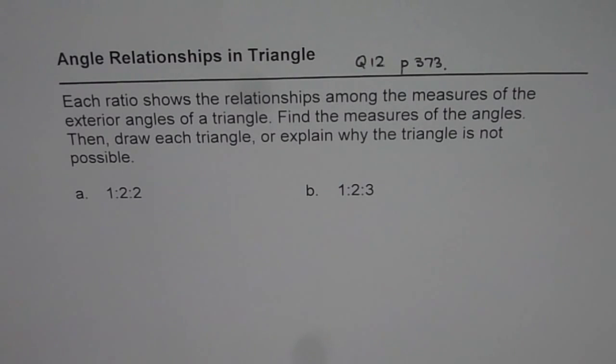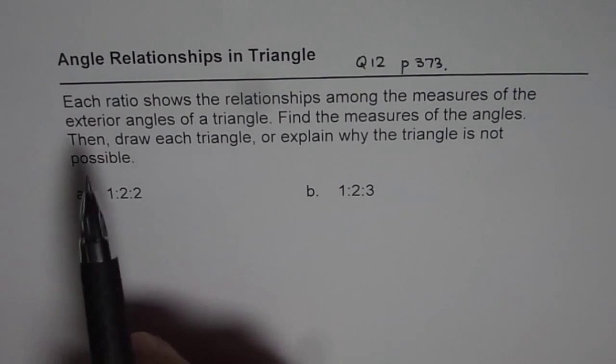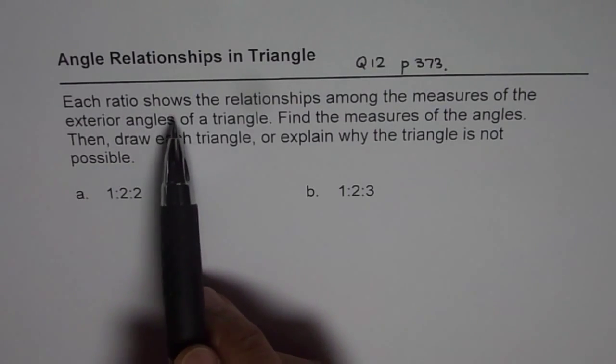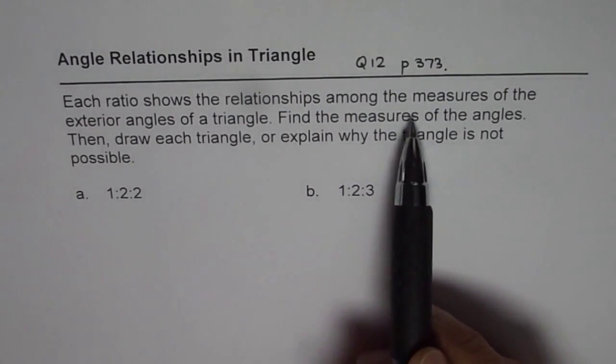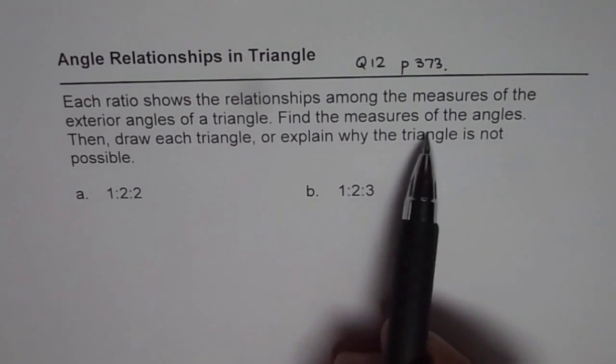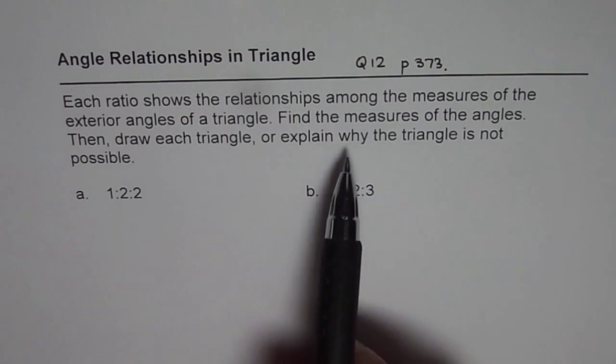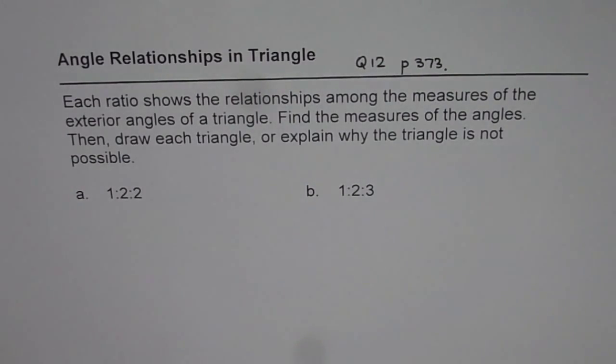I'm Anil Kumar sharing with you a test problem and a question from the book Nelson, question 12, page 373. The question here is, each ratio shows the relationships among the measures of the exterior angles of a triangle. Find the measures of the angles, then draw each triangle or explain why the triangle is not possible.